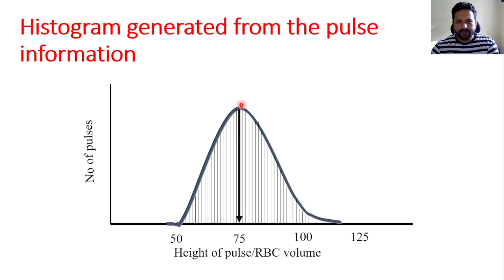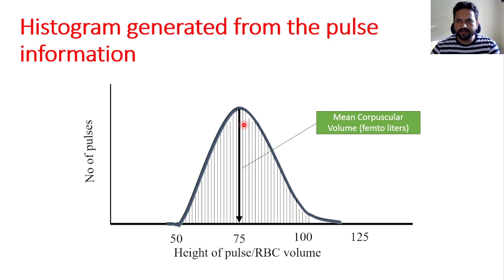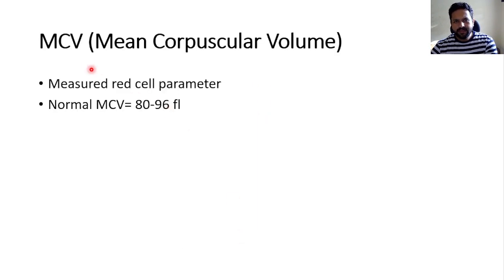The center of this, the average of all these pulses, is nothing but the mean corpuscular volume. The average volume of all the red cells is the mean corpuscular volume. So in this case, the mean corpuscular volume is 75. The normal MCV is 80 to 96 femtoliters.